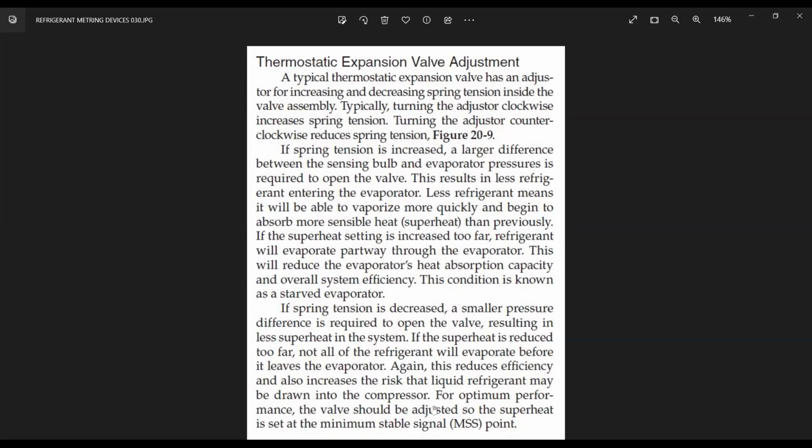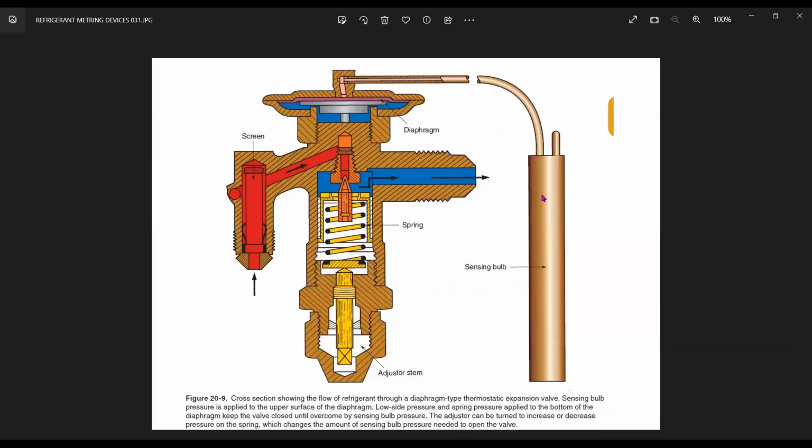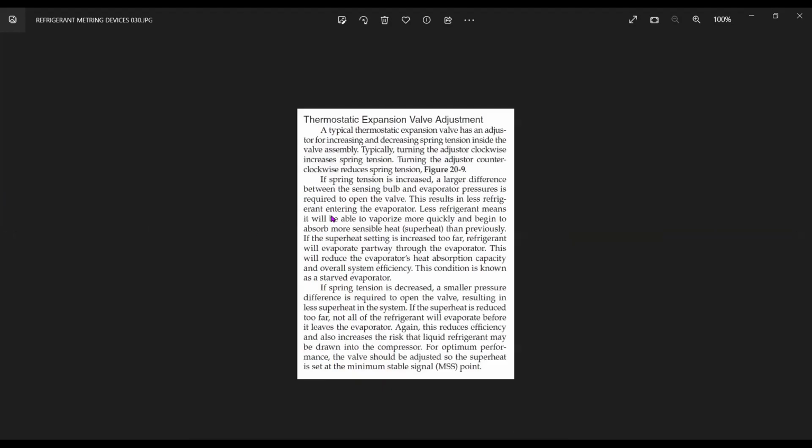For optimum performance, the valve should be adjusted to the superheat set at the maximum and a minimum stable setting point. जब एनालिसिस देखा था कि उसका constantly the superheat should be constant and the variance is very less. ये bulb temperature और इसके बीच में इतना फर्क नहीं पड़ना चाहिए. ठीक है. So the idea is that you can adjust this, ठीक है, to adjust the superheat, but by adjusting this, you are only changing the degree of superheat, not the room setting or anything. ठीक है, उतना वो कम नहीं कर रहे हो, कम ज्यादा नहीं करोगे. ठीक है, तो अगर आपको टेम्परेचर एडजस्ट करना तो इससे आपको कर सकते हो.